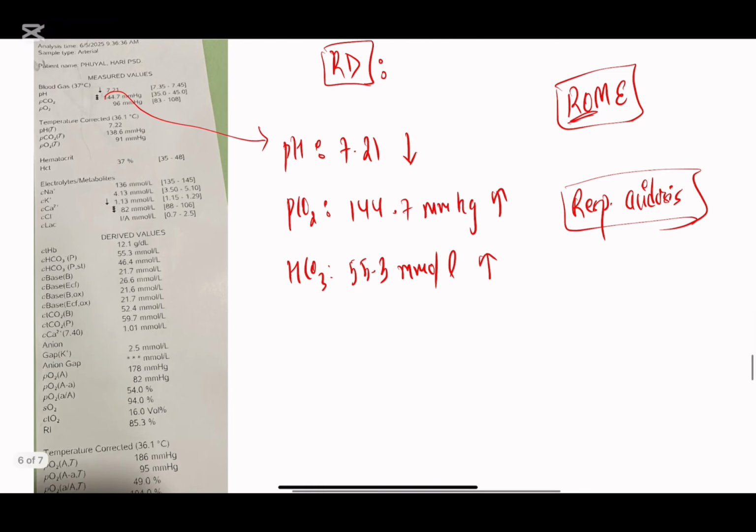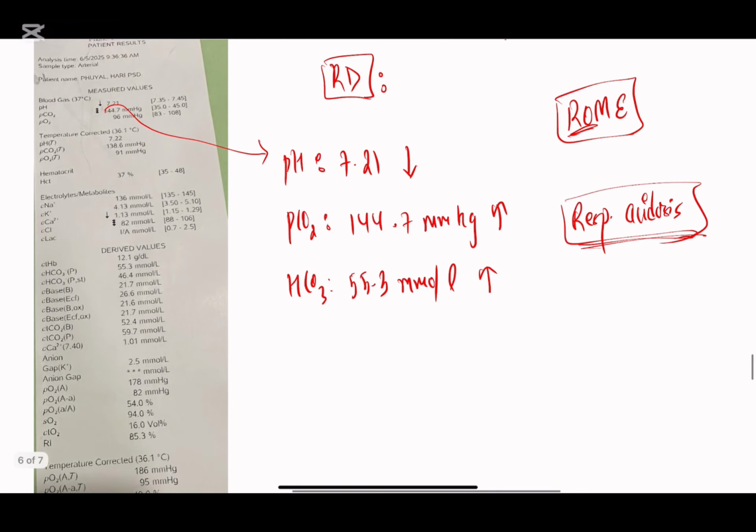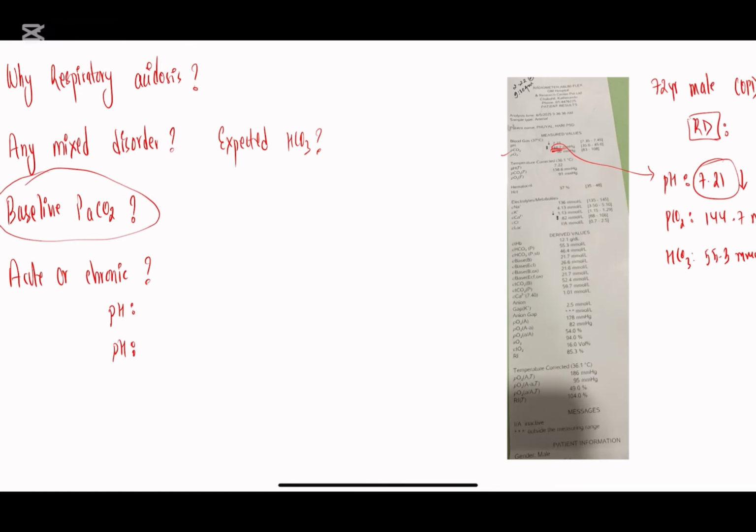In every case of respiratory acidosis, or we can say this is the case of acute exacerbation of COPD with increase in PCO2 and respiratory failure type 2. Now let's calculate the baseline PCO2. We know the formula: every 10 change in PaCO2, pH drops by 0.08.